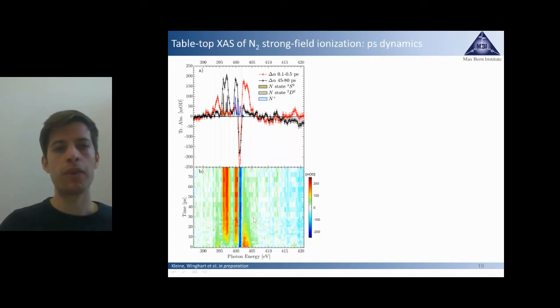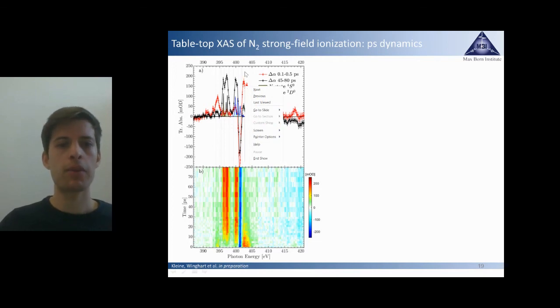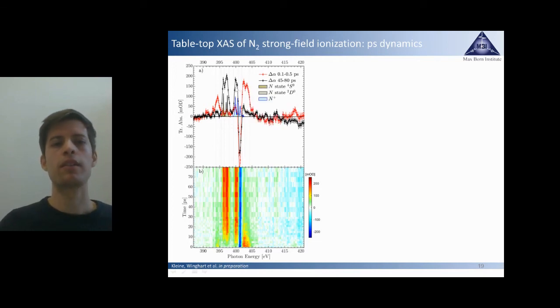And what we observed then is a clear decrease of our initially formed nitrogen cations, and we see three new bands arising here. On the top spectrum here, the red curve is the spectrum over the first 500 femtoseconds, while the black one is the one averaged over tens of picoseconds. And again, by comparing to literature, we could identify these contributions to come from nitrogen atoms in ground and excited states, as well as nitrogen cations. So that means our molecule has dissociated.